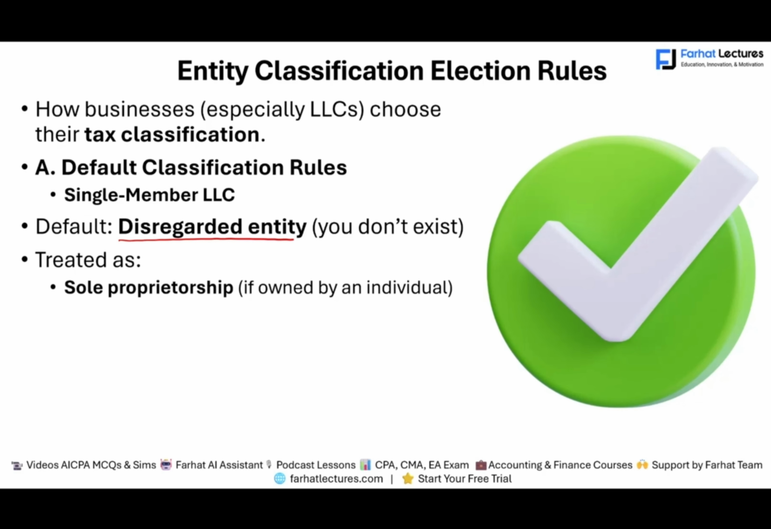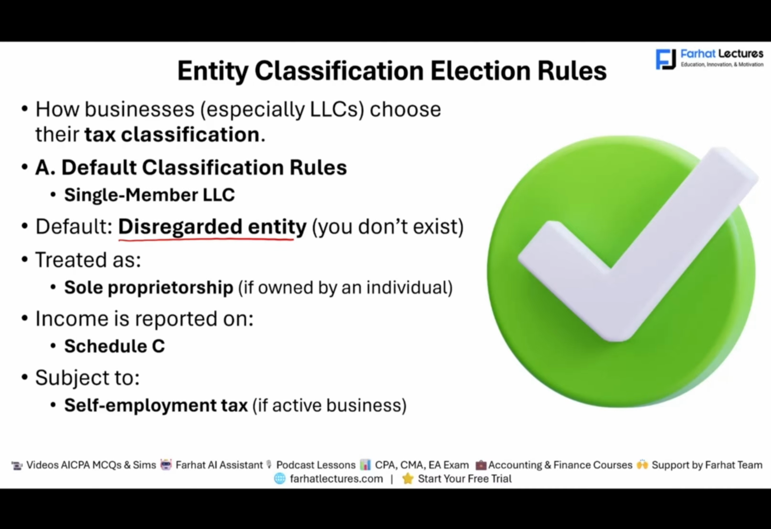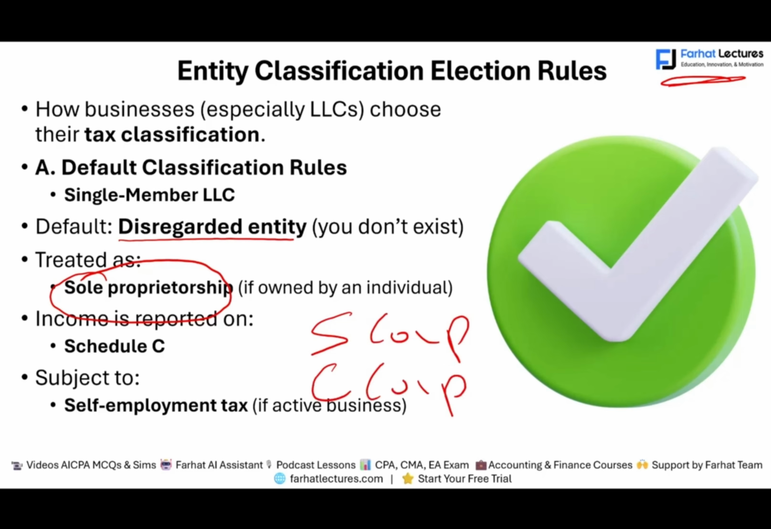What would the sole proprietorship do? They will report their income and expenses on Schedule C. And with Schedule C comes the self-employment tax if it's an active business. So, if you are a single member LLC, think of Farhat Lectures. Right now, I own the company. For a few years, I was treated as a sole proprietorship. Then at some point, I made an election. What can I elect? I can elect to be treated as an S-Corp or a C-Corp. And at some point, I elected to be an S-Corp for tax purposes.